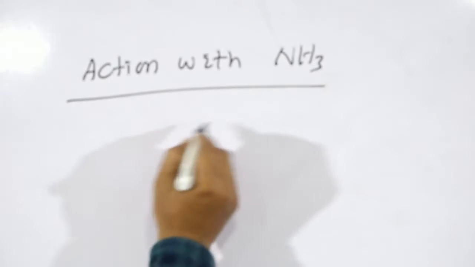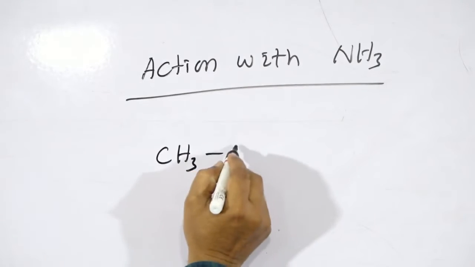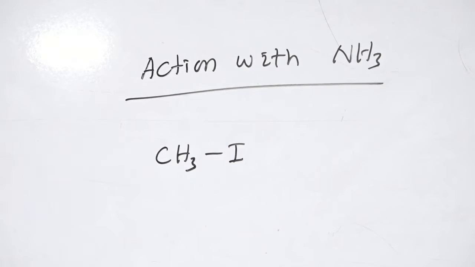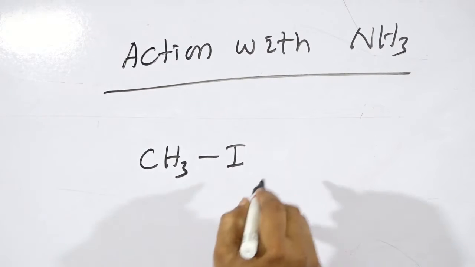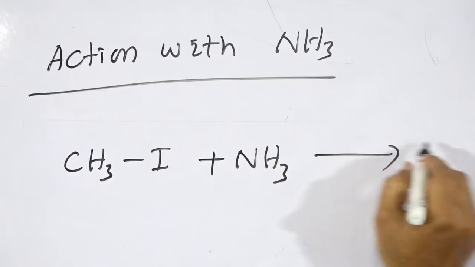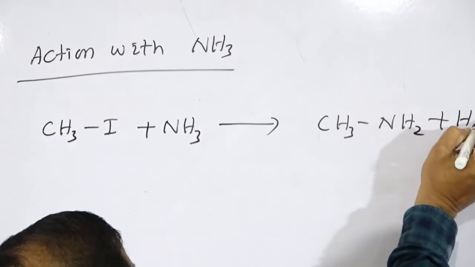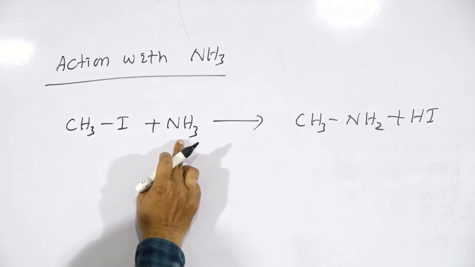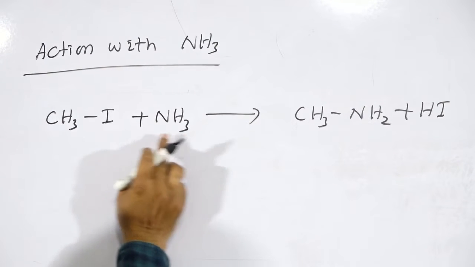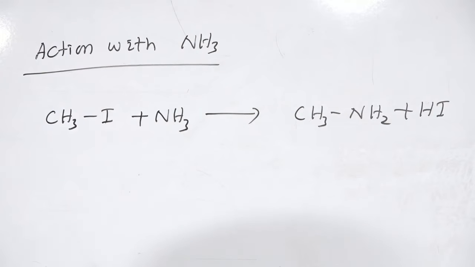For example, I am citing a particular example of this kind. CH3I, that is methyl iodide, iodomethane, is treated with ammonia, NH3. So there is the formation of CH3NH2 plus HI. The H from ammonia and the I are removed in the form of HI. So that is the formation of the primary amine, CH3NH2.